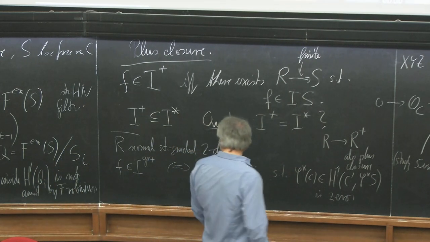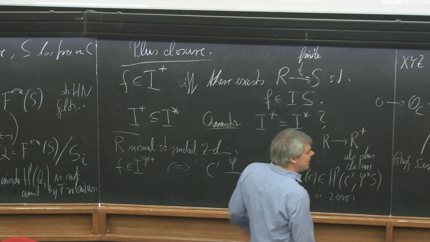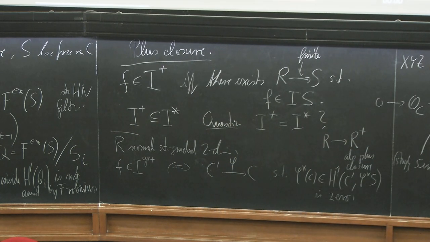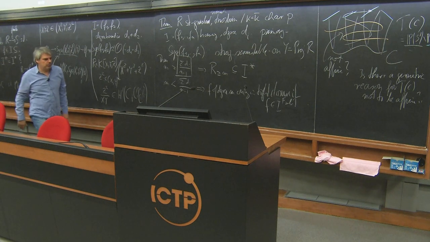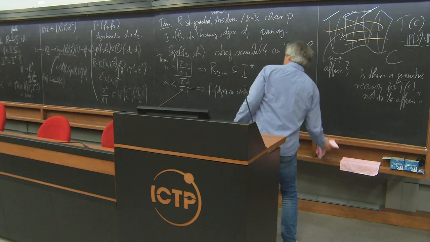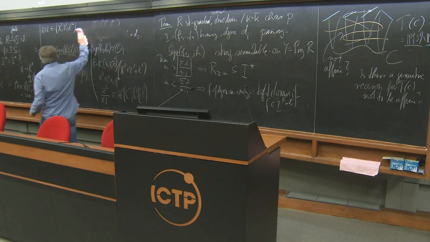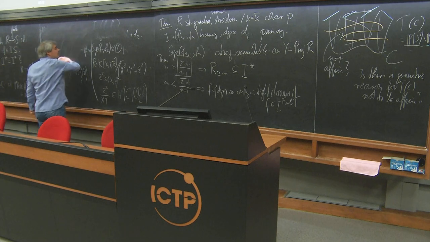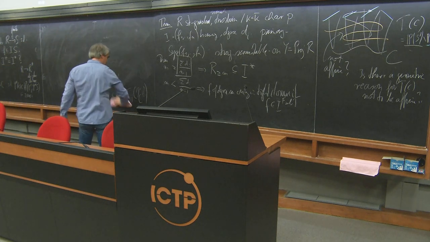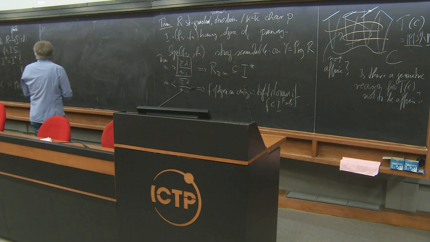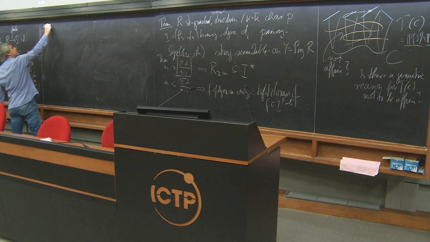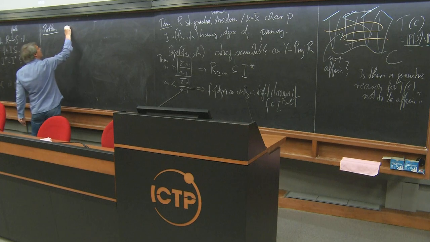No? So the question is basically, can you kill a cohomology class by going to another curve? No? So how can you characterize that? So, no, as before, we translate everything to the curve.